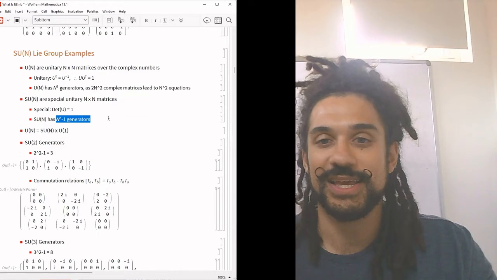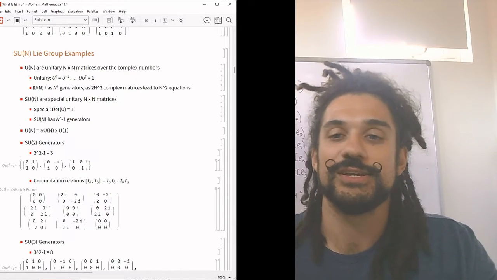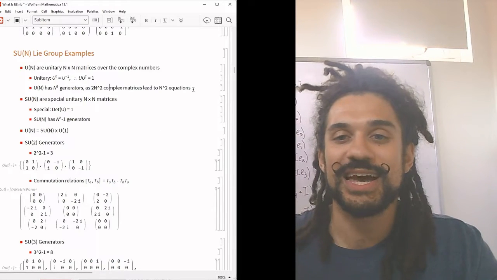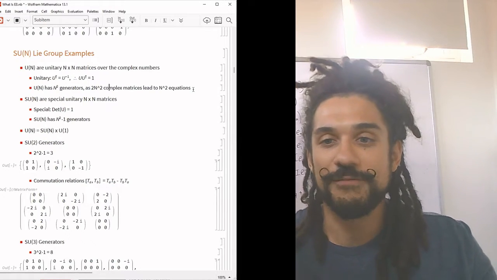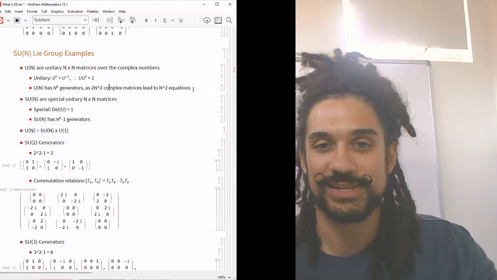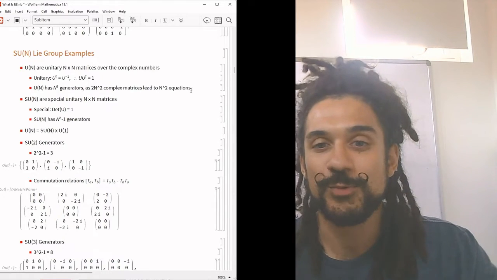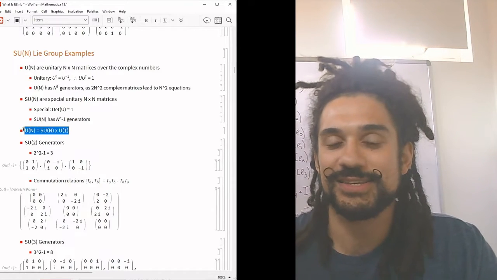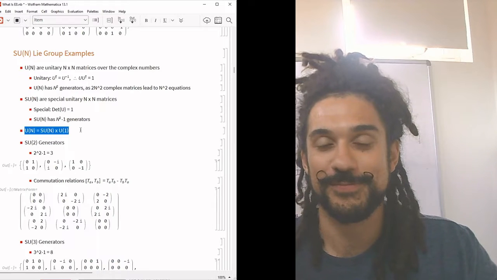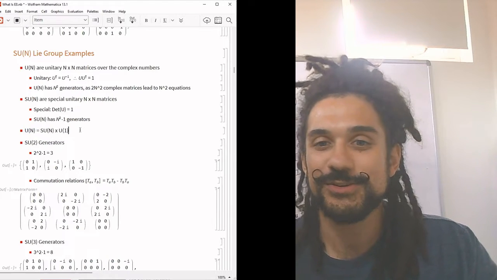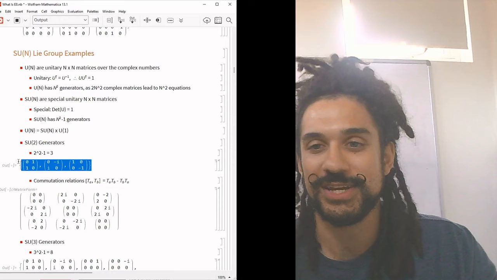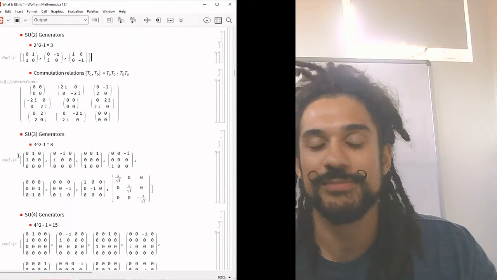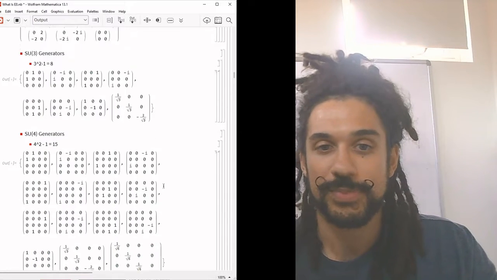An n times n complex matrix has 2n squared components, but a unitary transformation implies that the diagonals are real while the off diagonals are related and complex. By removing the single U(1) generator associated with changing determinant, we see that U(N) is the same as SU(N) cross U(1). For instance, SU(2) has 3 generators given by the Pauli matrices, while SU(3) has 8 generators given by the Gell-Mann matrices, and so on.